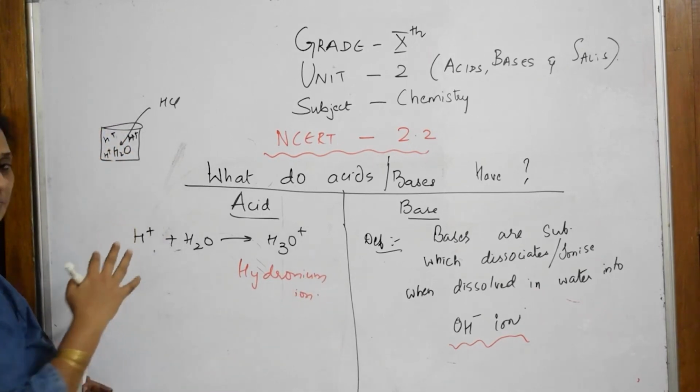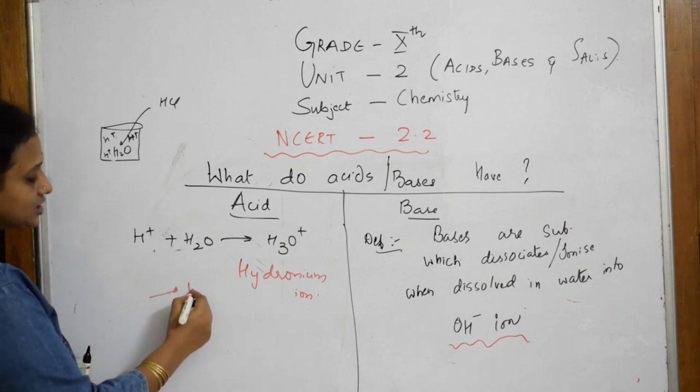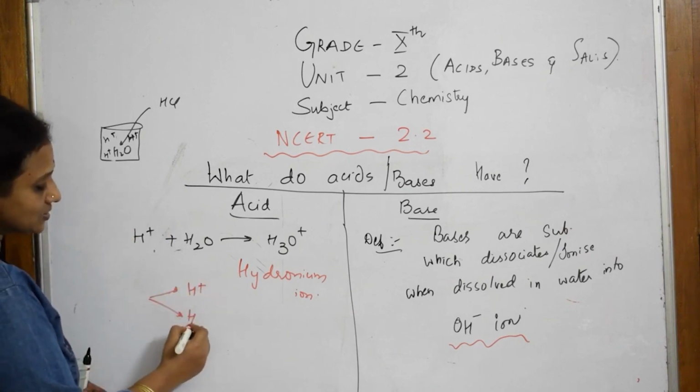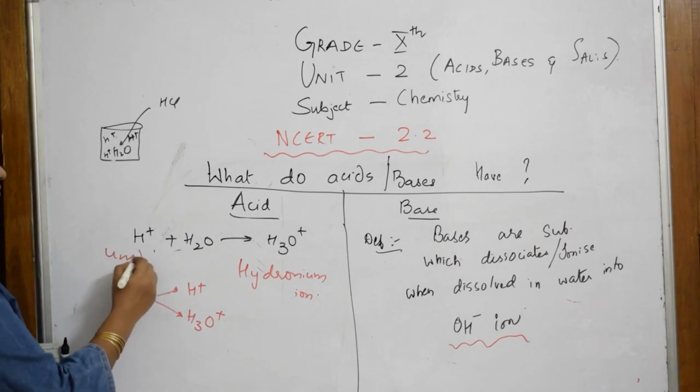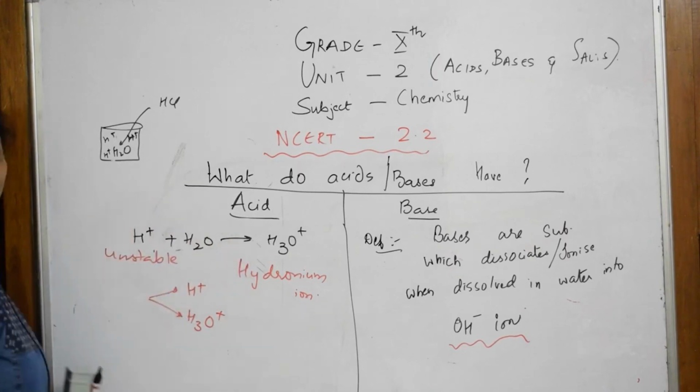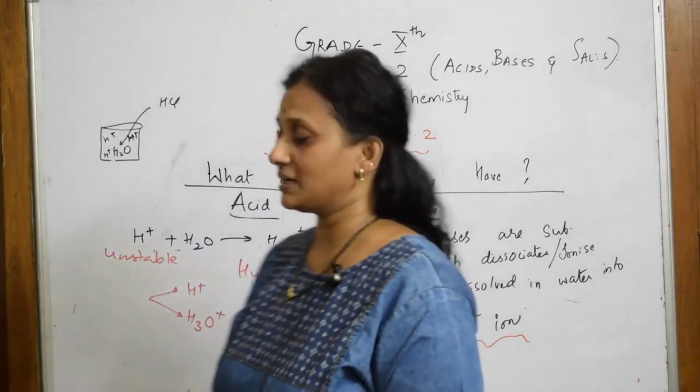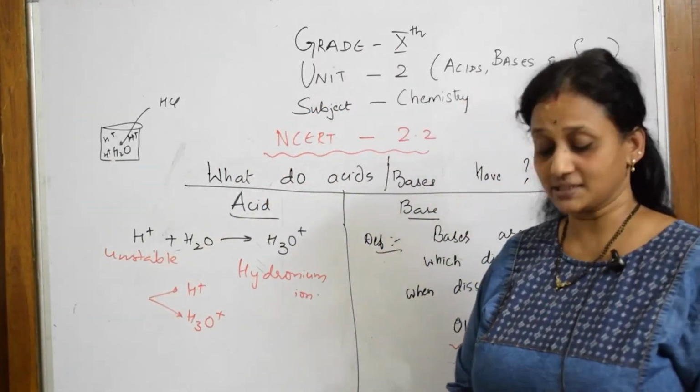Acids either exist as H plus, or release H plus, or exist as H3O plus. Both are different forms of H plus. So since H plus is unstable, it is going to combine with water and form H3O plus. So remember that. So this is what you need to understand.